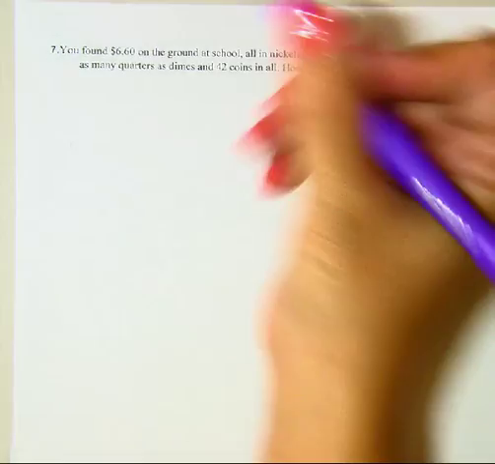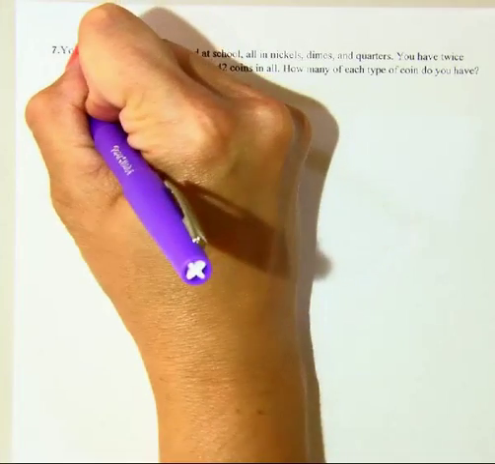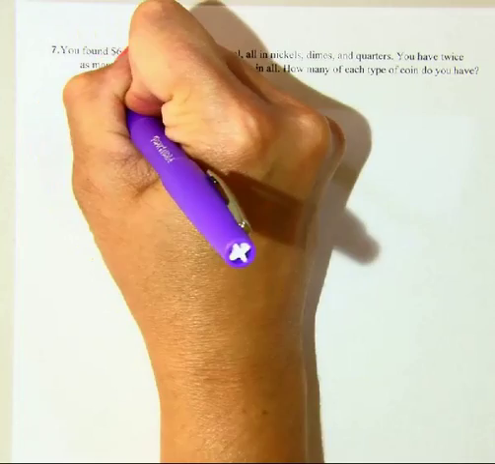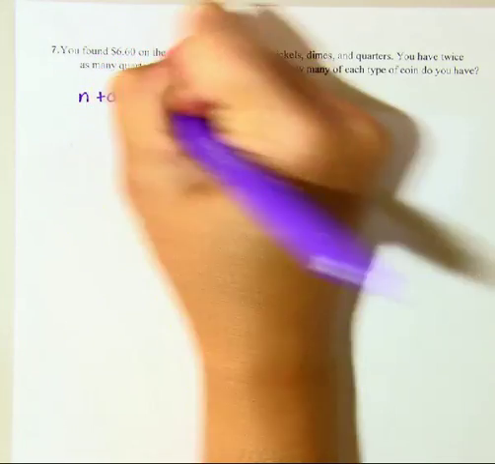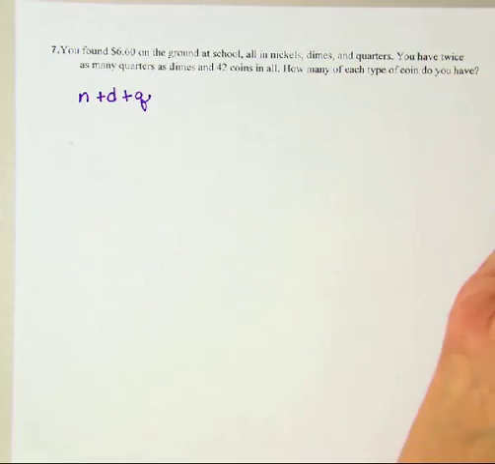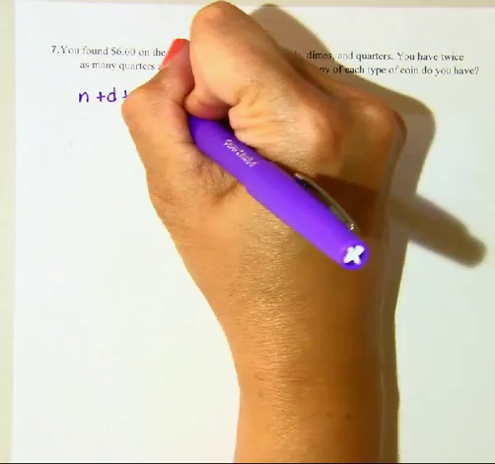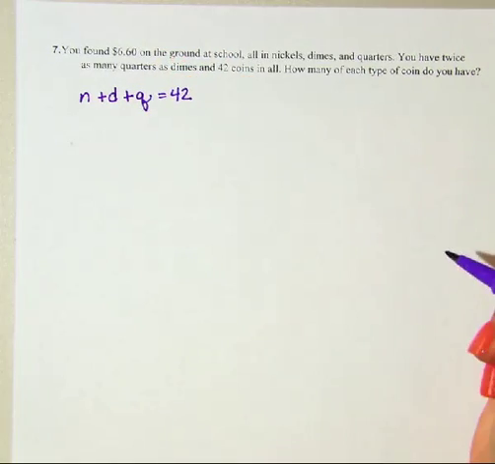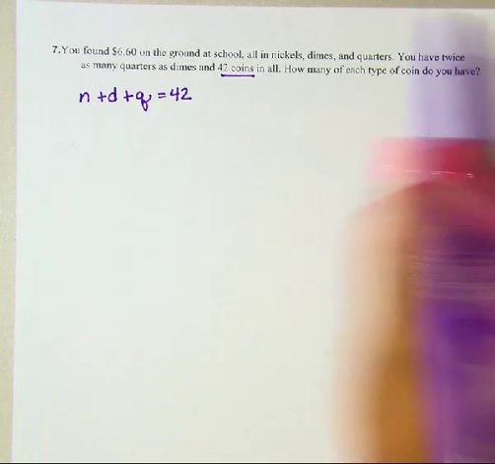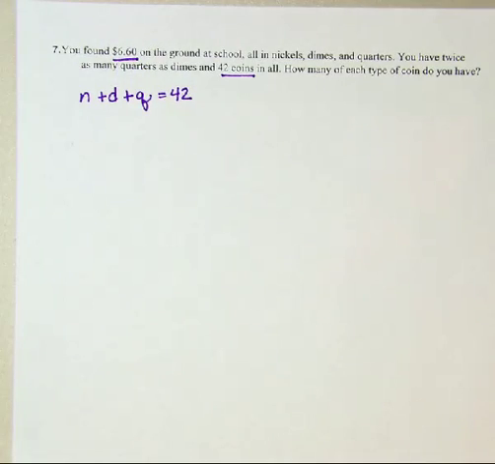Well, we know we have nickels, we know we have dimes, and we have quarters. So if I add them all up, however many nickels I have, however many dimes, and however many quarters, I know it equals 42 coins. So there's my first equation. So I used this piece of information. Then I have this piece of information that it equals $6.60.